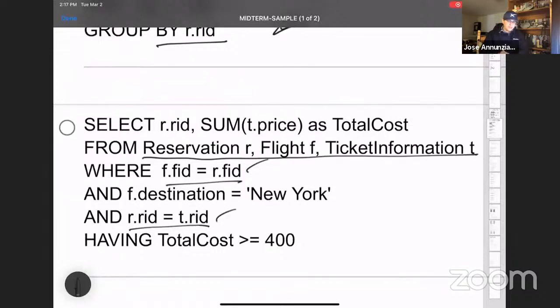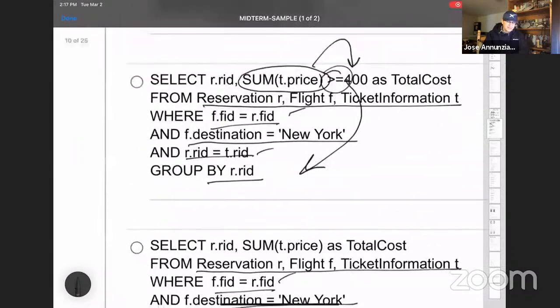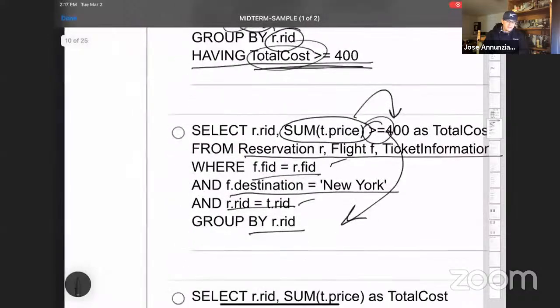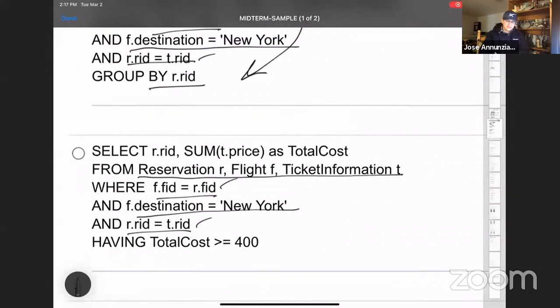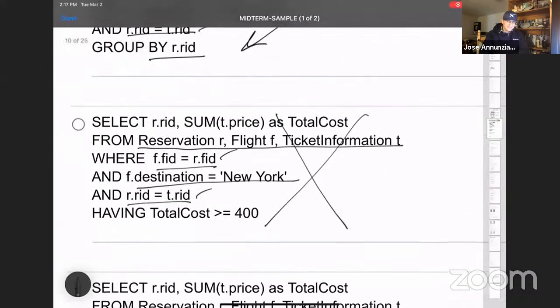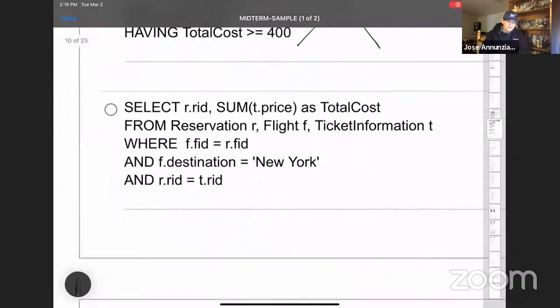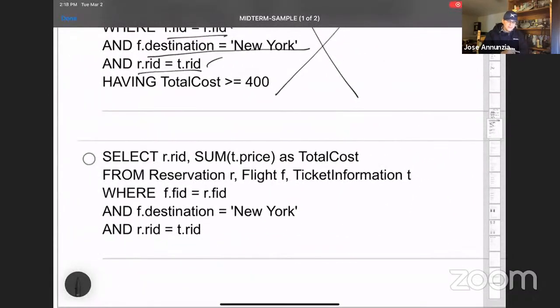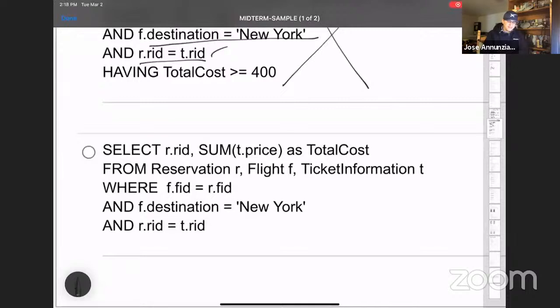Okay, the two joins, we have the same destination. So what's the difference between this one and that one? This one doesn't have the group by, so it's no good. And what do we have here? Same thing, three tables, the two joins, the destination is good. Again, we don't have a group by, so that's not good.